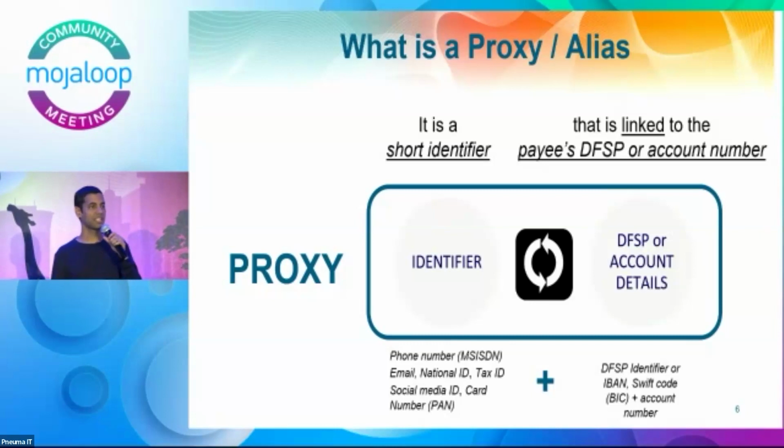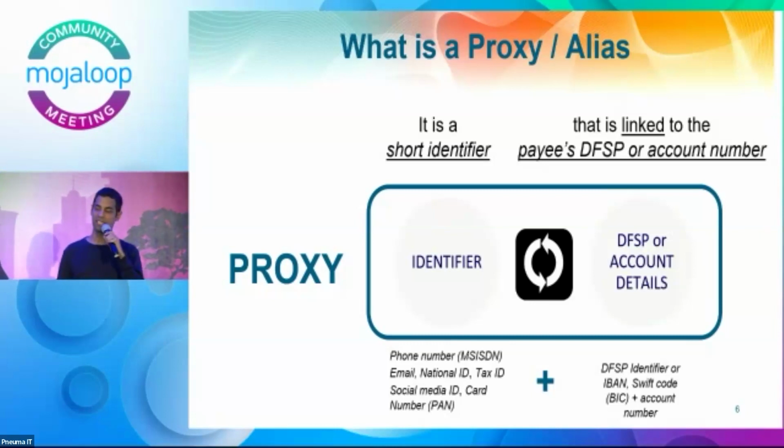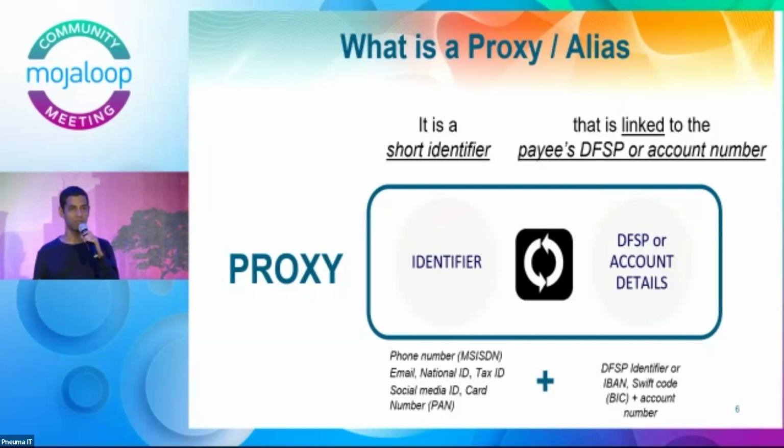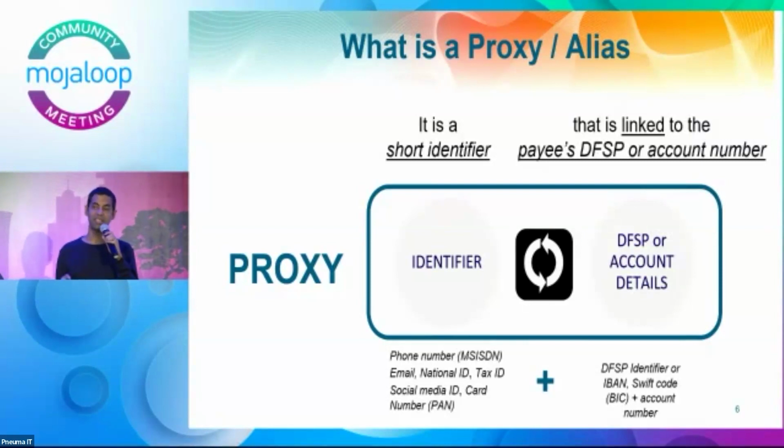So in some cases, like UPI in India, it's linked to the DFSP. And the DFSP knows what to do when it receives the proxy. It knows which account it needs to credit. In other cases, like the SEPA proxy lookup scheme, the IBAN is returned. So the IBAN is what's linked to the proxy, and that's what's returned.